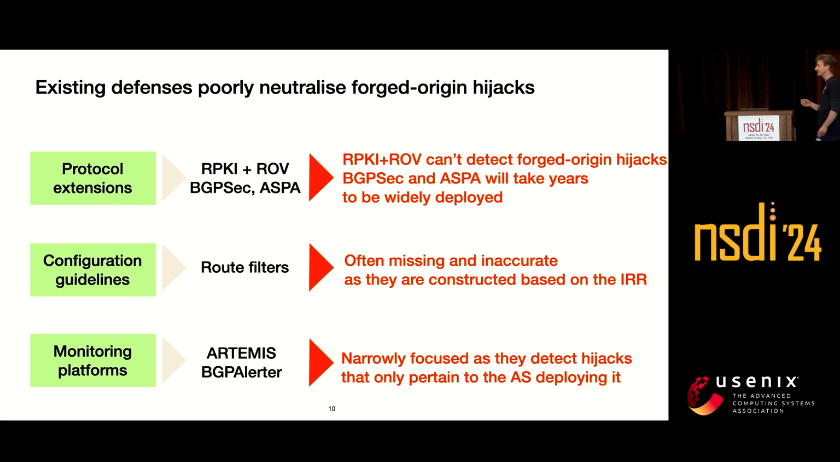And the problem is that the existing defenses poorly neutralize forged origin hijacks. Why? Because the existing protocol extensions, for instance, such as RPKI-ROV, cannot detect them because the origin is now valid. Okay? BGPsec and ASPA are not widely deployed, and it will probably take years before they are. Route filters are often missing or inaccurate. And finally, monitoring platforms could sometimes detect them, but only for the AS that deploys the system. So they are sort of narrowly focused.